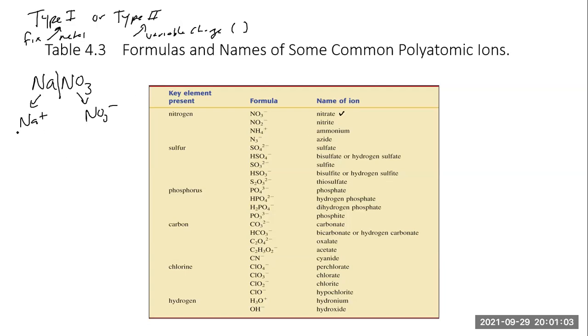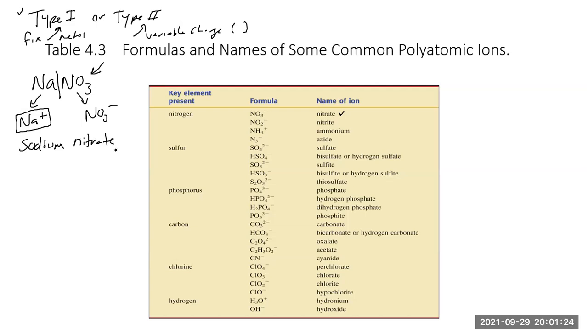And because we have a metal involved, again, it is the most important thing. And we see that sodium is a type 1 metal, which means we would simply name it very much like type 1, sodium, and we would just use the whole name of the polyatomic ion, which would be nitrate.